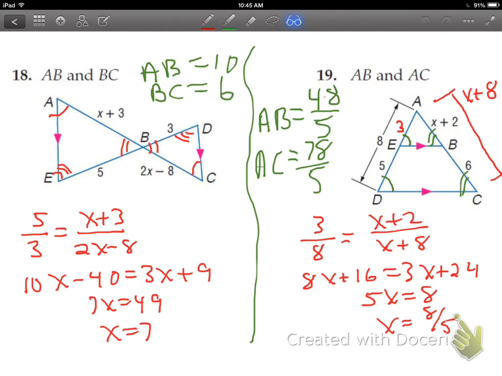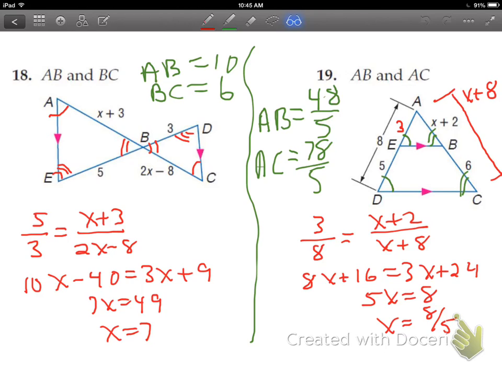On number 18, due to the parallel lines, we have alternate interior angles. Angle E is congruent to angle D, and angle A is congruent to angle C. So the triangles are similar by angle, angle.